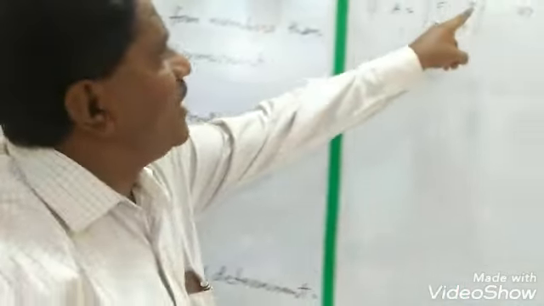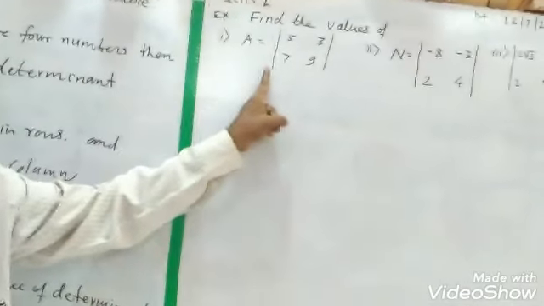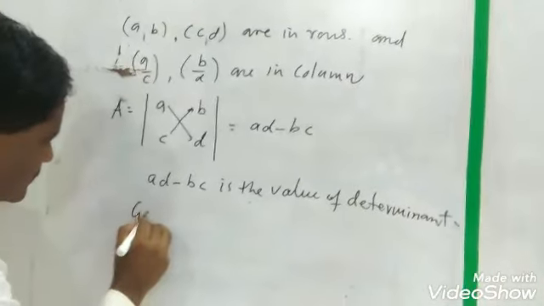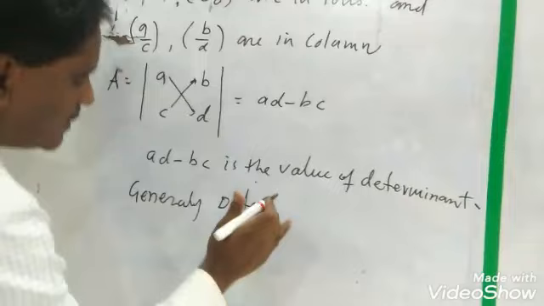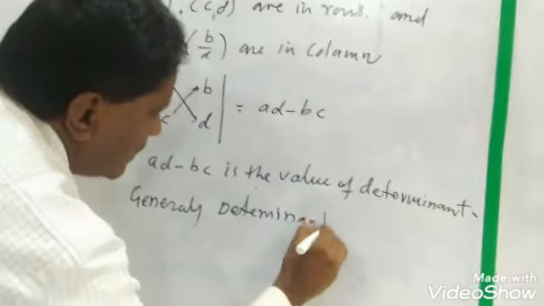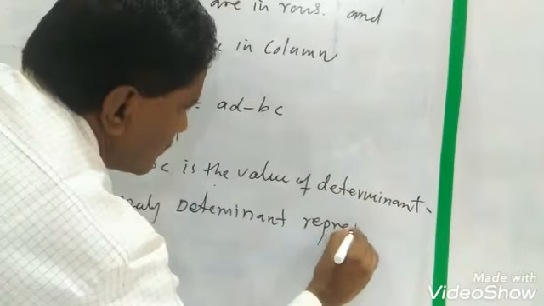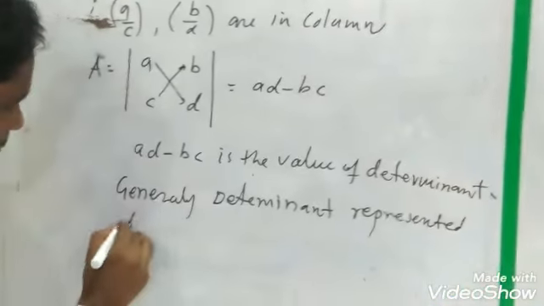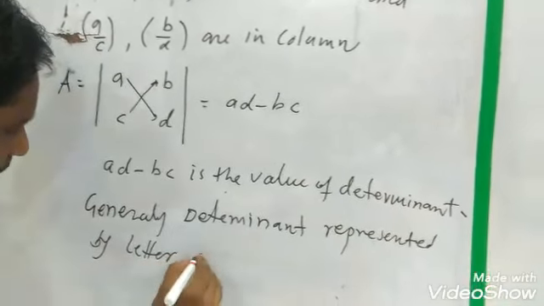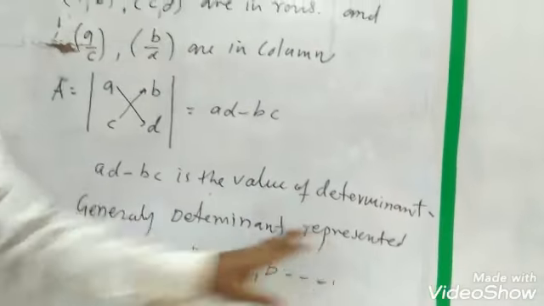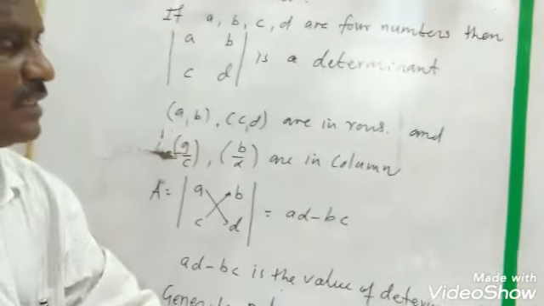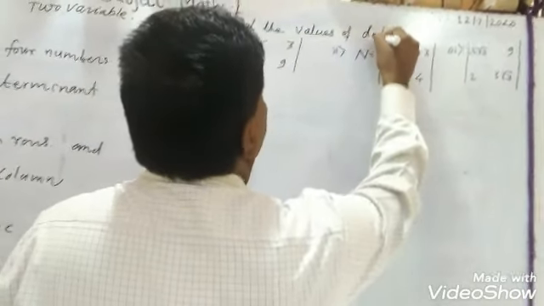Then find the value of determinant. Generally, here is also generally determinant represented by capital letter A, B, C, D, etc. So therefore find the value of determinant.